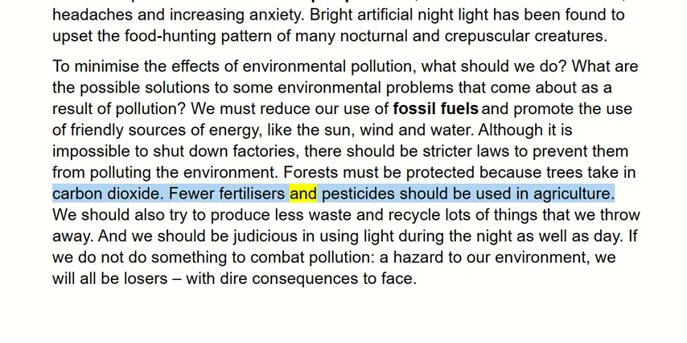Fewer fertilizers and pesticides should be used in agriculture. We should also try to produce less waste and recycle lots of things that we throw away. And we should be judicious in using light during the night as well as day. If we do not do something to combat pollution, a hazard to our environment, we will all be losers, with dire consequences to face.